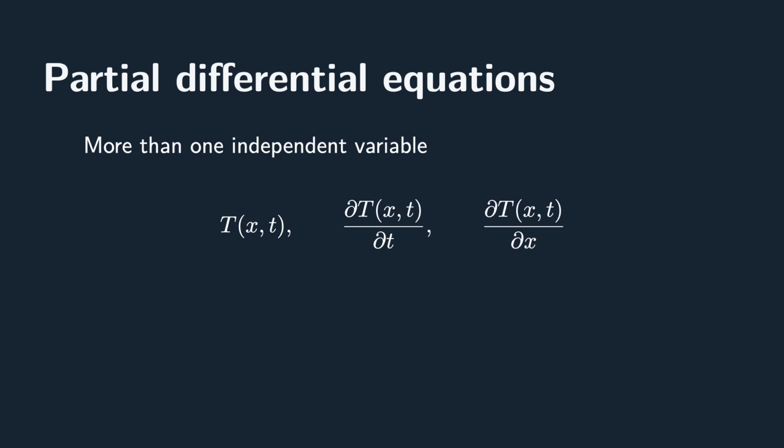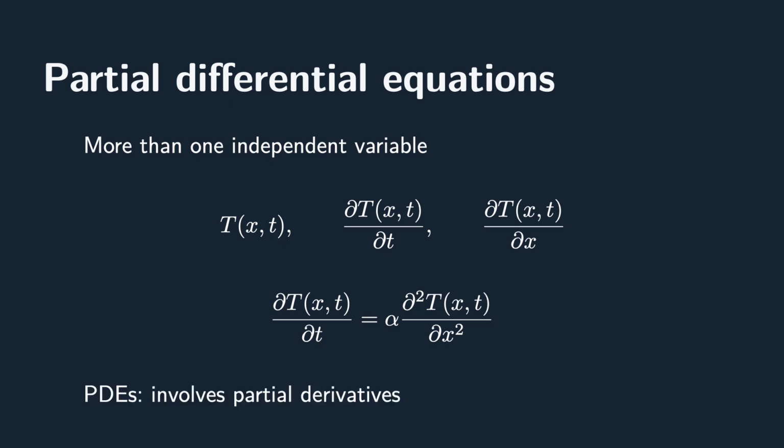A partial derivative tells us how the function changes with respect to one variable while holding the other independent variables fixed. So, the partial derivative of capital T with respect to t describes how temperature changes with time at a fixed position. The partial derivative of capital T with respect to x describes how temperature changes with position at a fixed time. The equation shown here is an example of a PDE because the function depends on more than one independent variable and the equation contains partial derivatives.